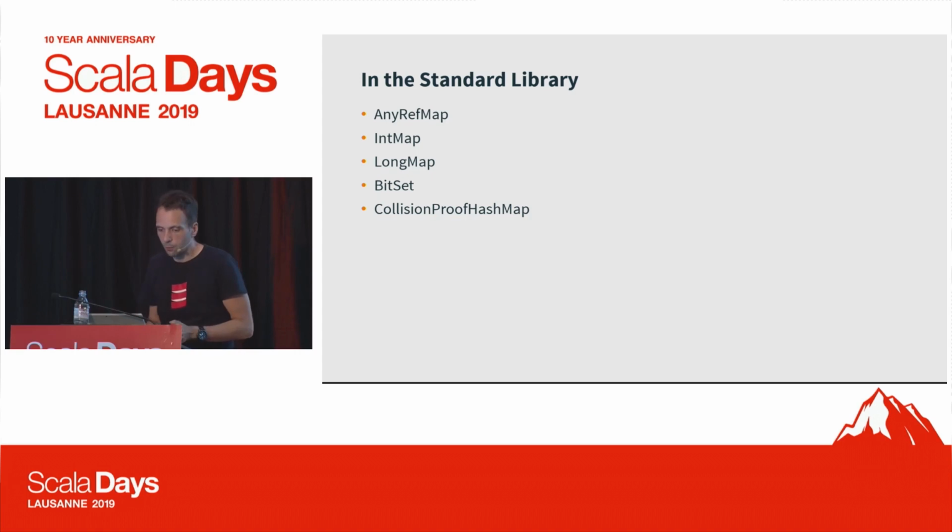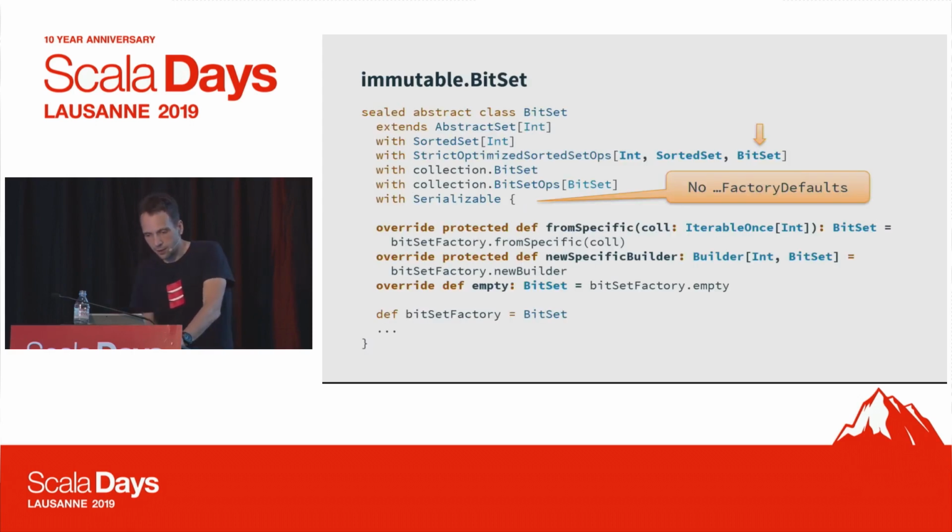I don't want to show you any full implementations for these types. We're just going to look at individual features. They are mostly the same problems you will encounter in all of these, but it's easier to see in some than in others. Let's start with immutable BitSet.